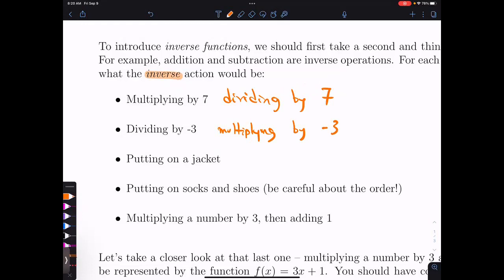So if it's just a single arithmetic step, then it's the thing you think it is. Multiplication and division are inverse to each other, the same thing but in opposite directions. Addition and subtraction would be the same idea. Putting on a jacket, taking off the jacket.